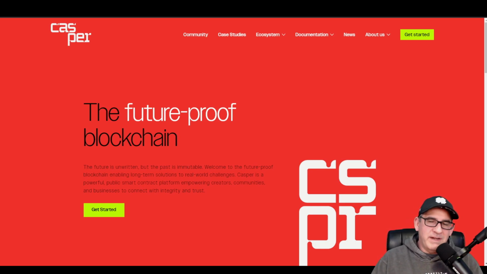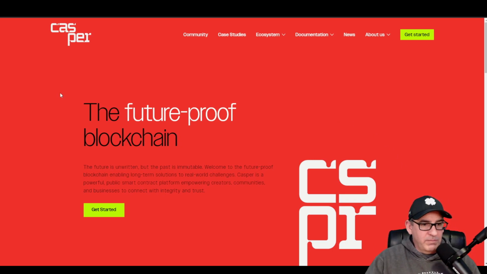Now, Casper is what they call a future-proof blockchain. It is a modular blockchain. It is a proof-of-stake blockchain. What does modular mean? Modular means it's built in pieces. The blockchain can be built and then changed and built and changed, and it has many different layers so that if you need to in the future, you can change one of those layers out to fix something and don't have to scrap the whole project.